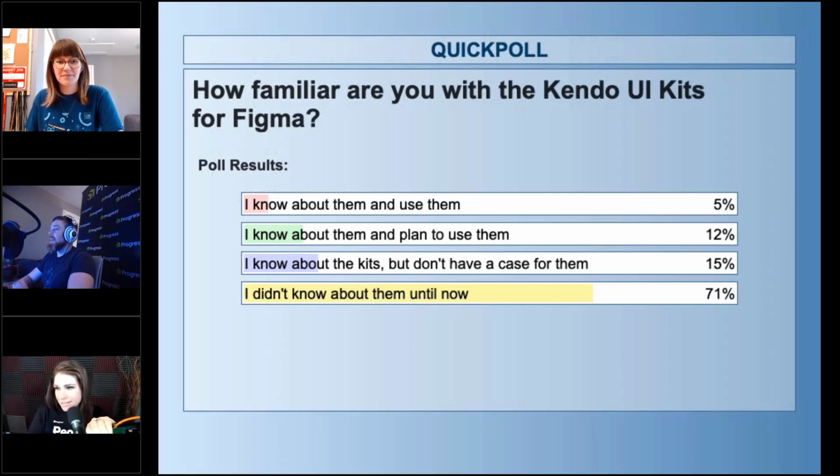It says 15% I know about the kits but don't have them, and I can't read the rest. It's very tiny on my screen. And then 12% I know about them and plan to use them, and then 5% of folks are actively using them now. So that's fun to see.